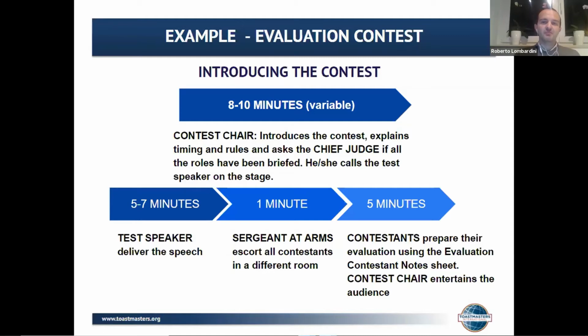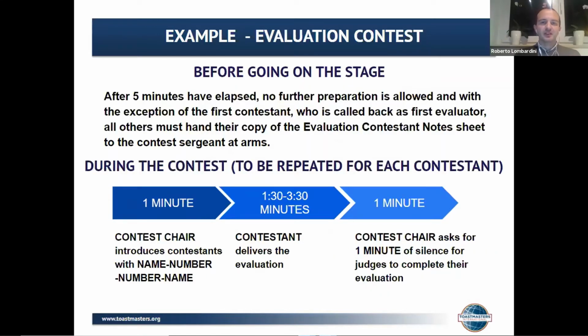And during that 5 minutes, the contest chair can entertain the audience as well as he or she means. Then, in the end, after these 5 minutes, this here is very important, the role of sergeant at arms, because no further time should be allowed to contestants.